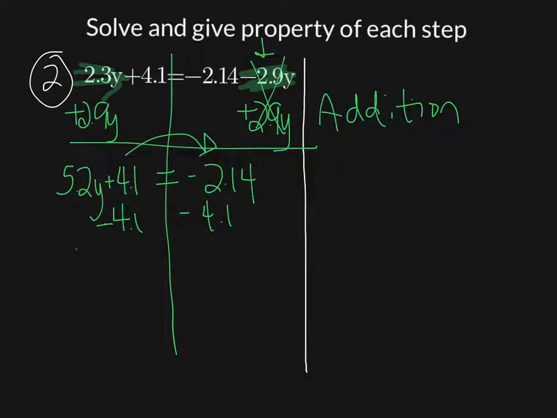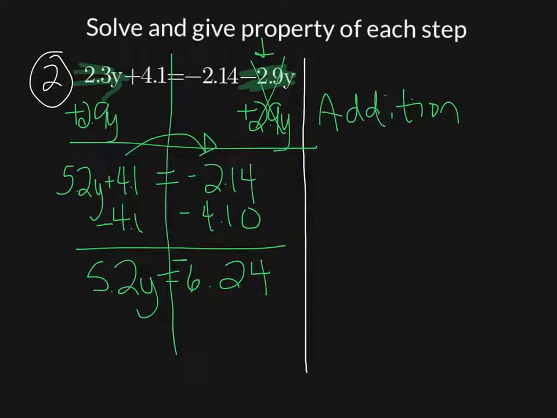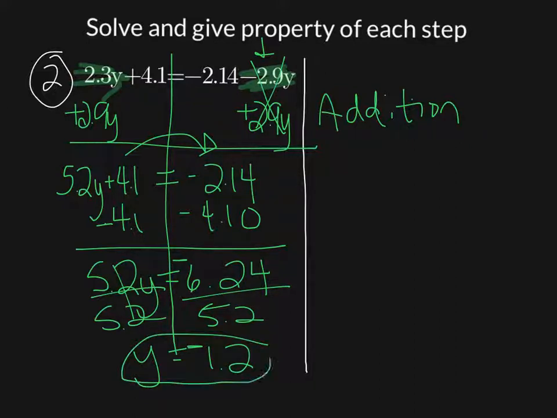Make sure if you're not using a calculator that you line up your decimals when you're adding or subtracting. So if you want to add a 0, they're both negative. So I'm going to add both of them. So 4, 2, 6, and then that would be a negative. Now I'm going to divide by 5.2. So isolate the y. And I get 1.2, and it's a negative divided by a positive, so the answer is negative 1.2.